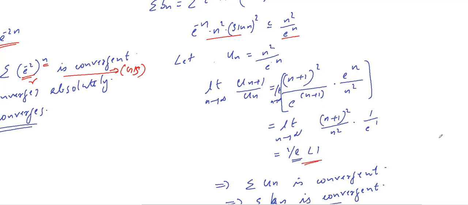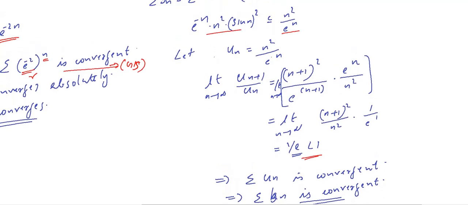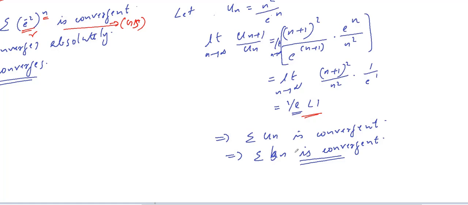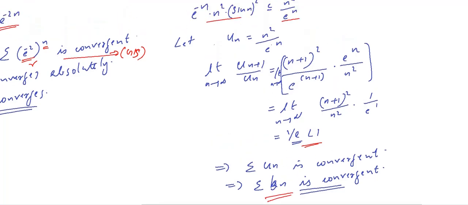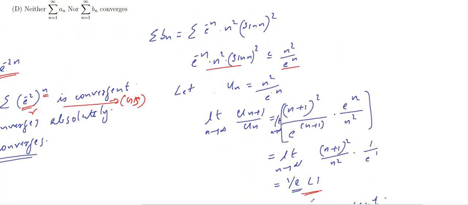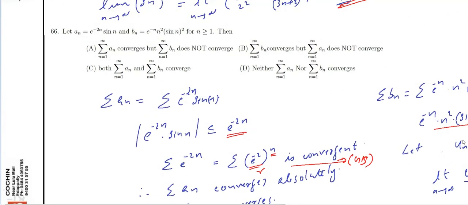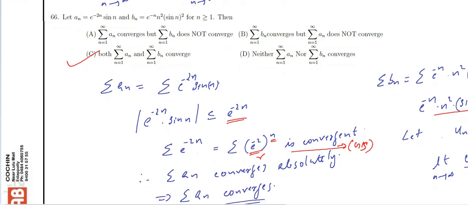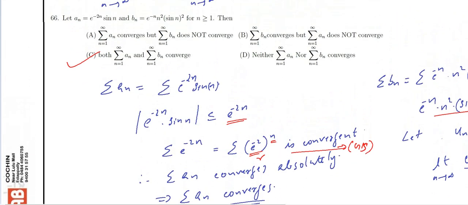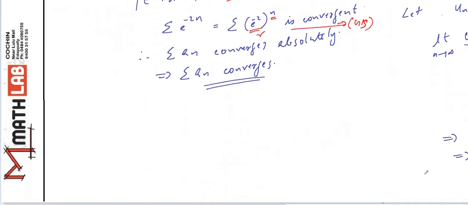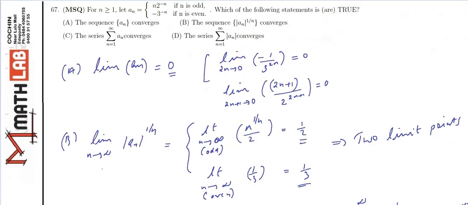So by the ratio test, the series on the right hand side is convergent. Therefore, by the direct comparison test, the series on the left hand side is also convergent. That means both of these series are convergent. Alright, both sigma an and sigma bn converge. Yeah, that's it.